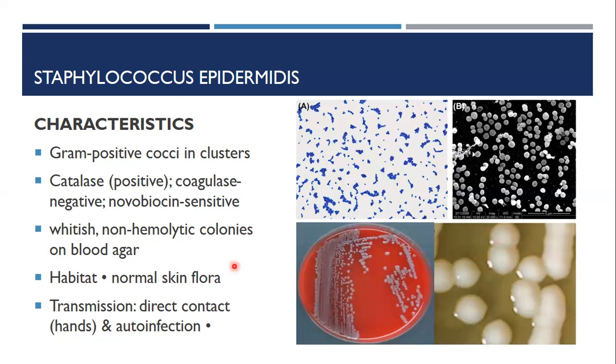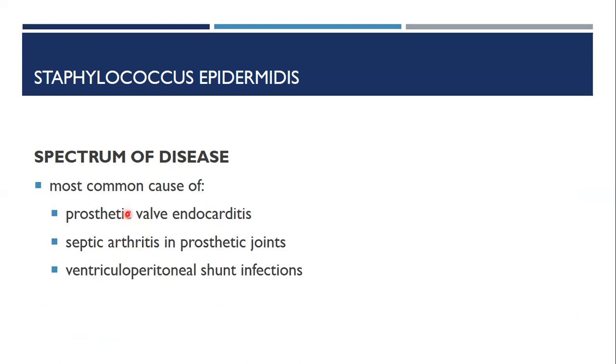So it normally is a skin flora and transmitted via direct contact and autoinfection. So it's actually the most common cause of prosthetic valve endocarditis, septic arthritis, and ventriculoperitoneal shunt infection. So again, if you have noticed, it basically causes infection in conditions wherein a prosthetic substance is inside the body.